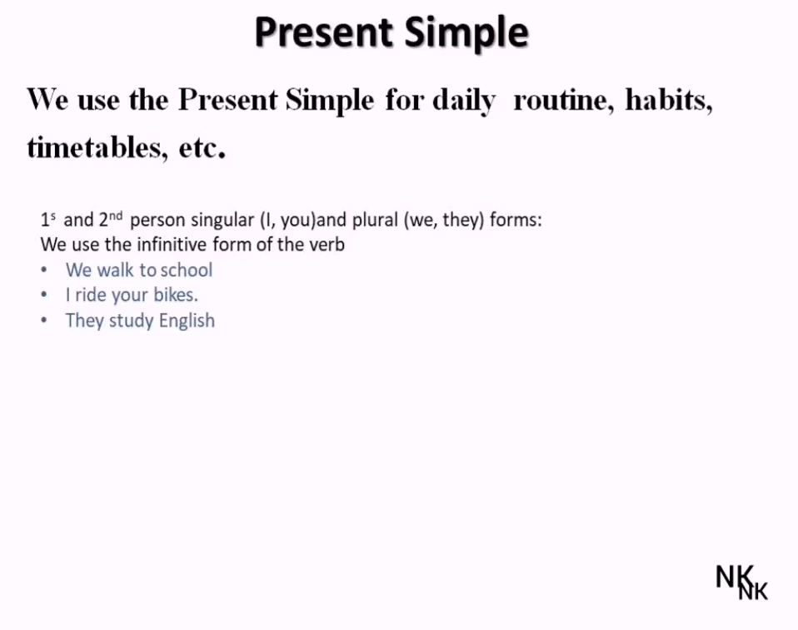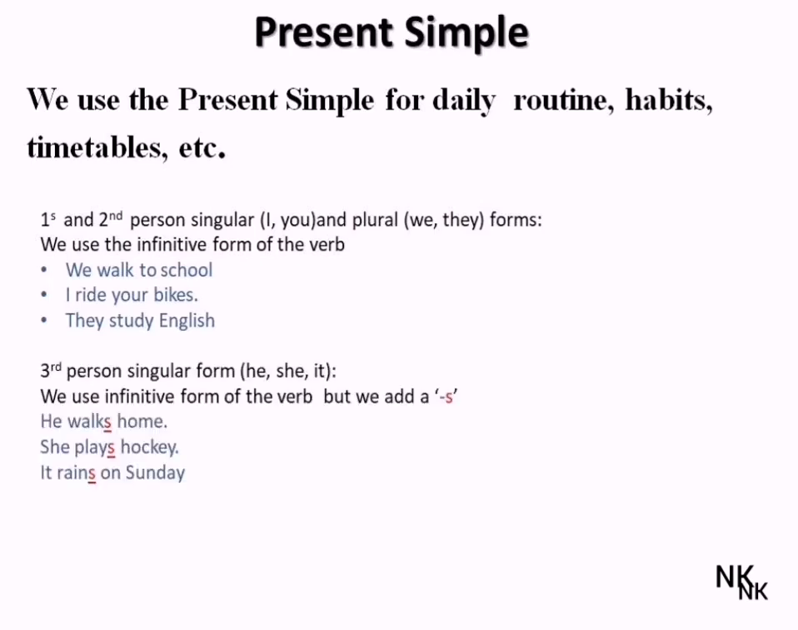I ride my bike. They study English. For the third person singular form, he, she, it, we do something else. We use the infinitive form of the verb, but we add an s. For example, he walks home. She plays hockey. It rains on Sunday.